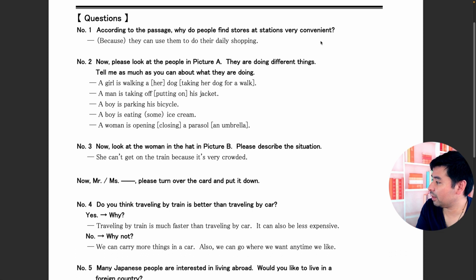Now, please look at the people in picture A. We are going to have to look. And they are doing different things. Tell me as much as you can about what they are doing. Here we have a sample. For example, the girl is walking her dog, or taking her dog for a walk. He is taking off or putting on his jacket. So you give as much information as possible.